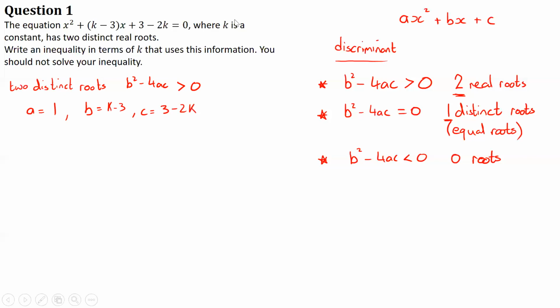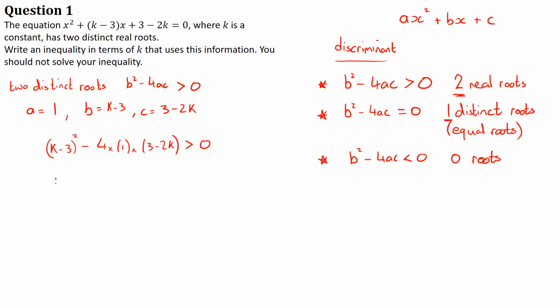So we're just going to use these. Substituting these in, we've got k minus 3 squared minus 4 times 1 times 3 minus 2k, and we know this is bigger than 0. So what we're going to do is expand this, and that's going to be our answer. It's just an inequality. We've technically got an inequality in terms of k. We just want to expand and simplify.